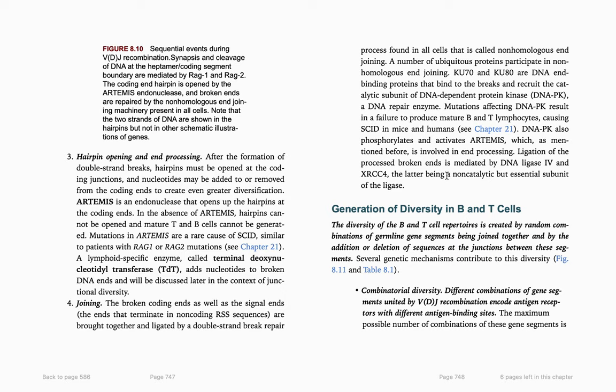Ligation of processed broken ends is mediated by DNA ligase IV and XRCC4, the latter being a non-catalytic but essential subunit of the ligase. Generation of diversity in B and T cells. The diversity of the B and T cell repertoire is created by random combination of germline gene segments being joined together and by the addition or deletion of sequence at the junction between these segments.